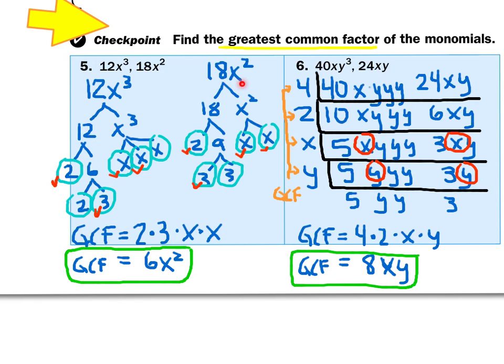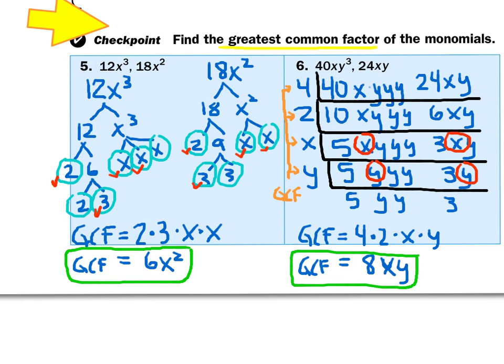Okay, look at 18x squared. So I separate the numbers from the variables. So I put the 18 and the x to the second power. Now I break apart 18, 2 times 9. I break apart 9, 3 times 3. And then I break apart x to the second power, x times x.